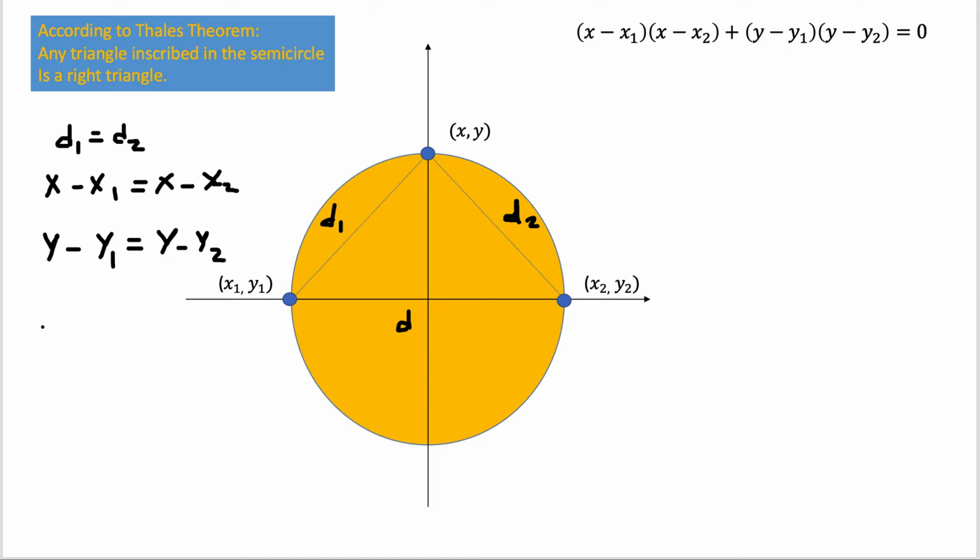And the other fact is that from the distance formula, we can write d1 square, I need just one side of the distance, those are the same, equal, is equal to (x minus x1) square plus (y minus y1) square. So I need these facts when we are showing this statement is true.